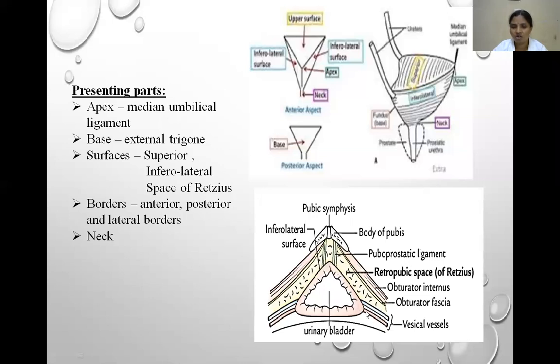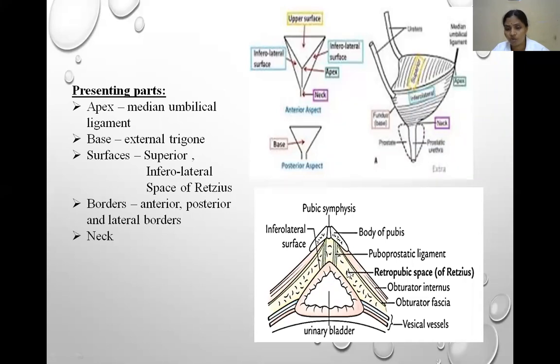Among these boundaries, this is a space occupied by fat. This fat is known as retropubic fat. It is actually a potential space occupied by fatty tissue. And what is the importance of this space? This is otherwise called space of Retzius. It is surgically also important. During surgery of the prostate or urinary bladder, they will approach through this space. So space of Retzius is surgically important.